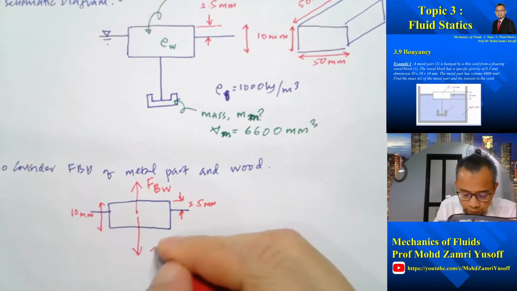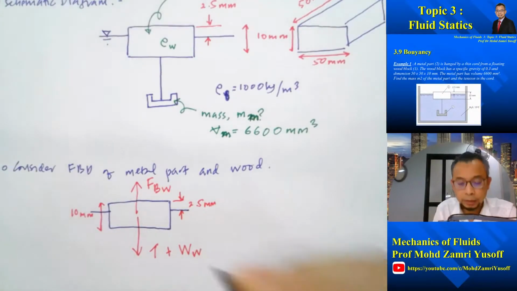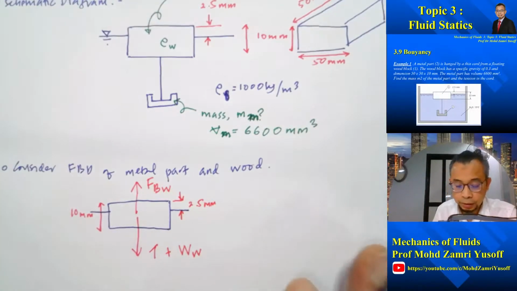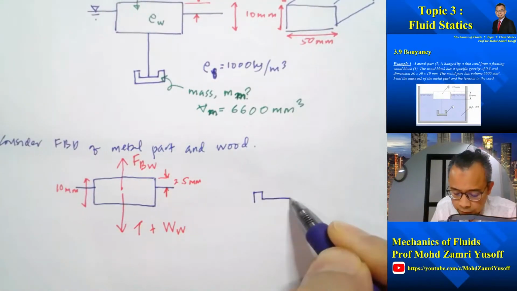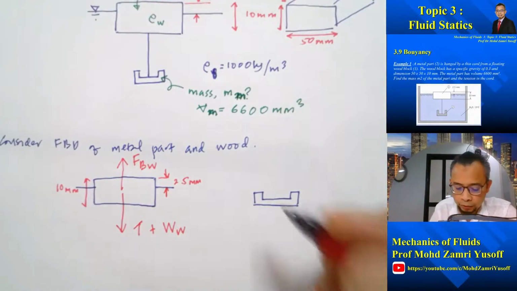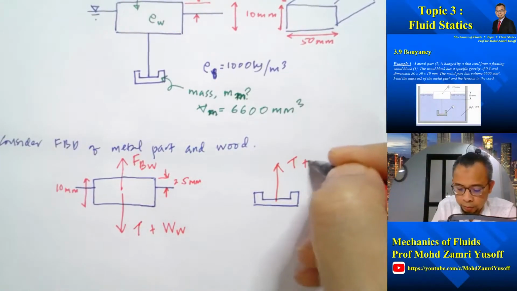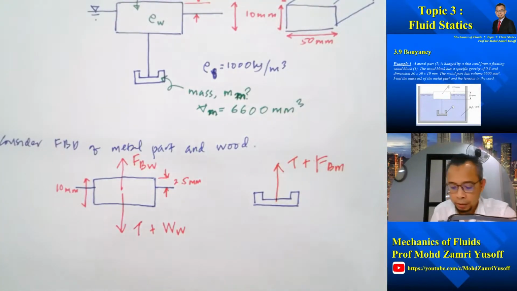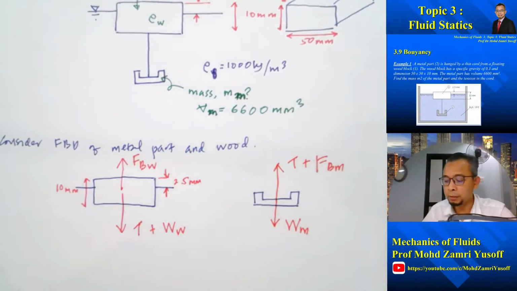The tension in the cord plus the weight of the wood is acting downward. Now if you consider the metal part, not drawn to scale, we have the tension in the wire plus F buoyancy metal acting upward, and then acting downward will be the weight of the metal.